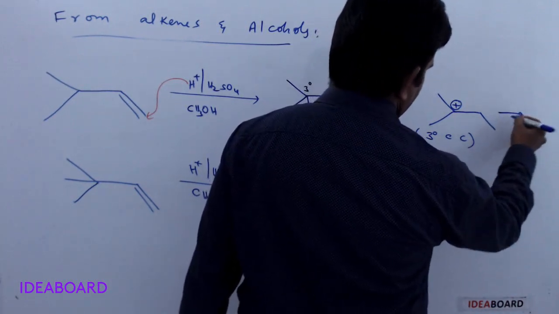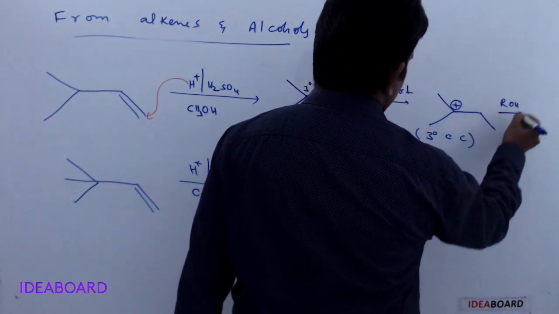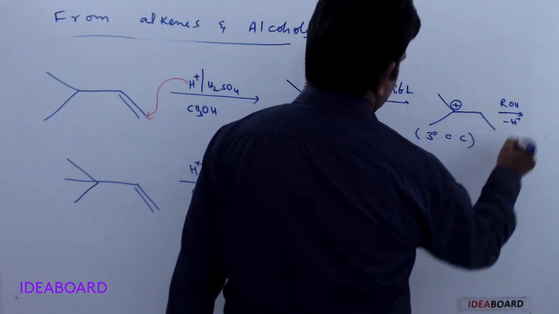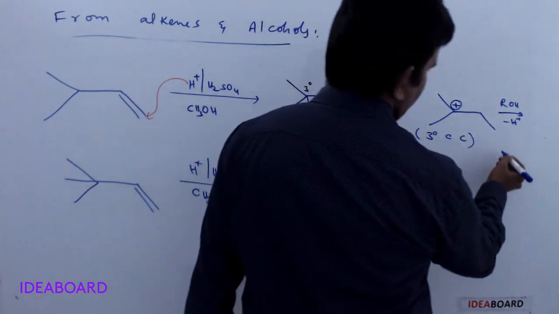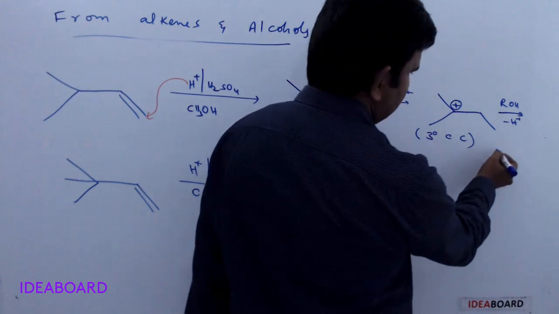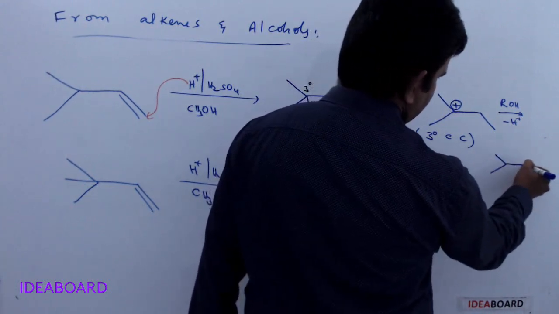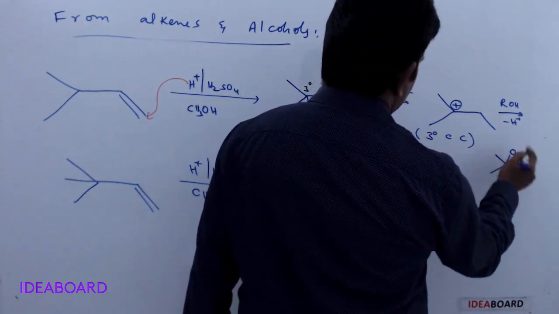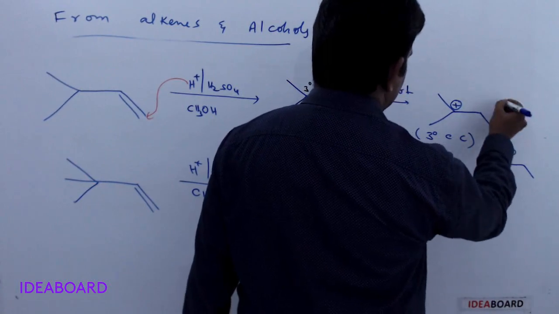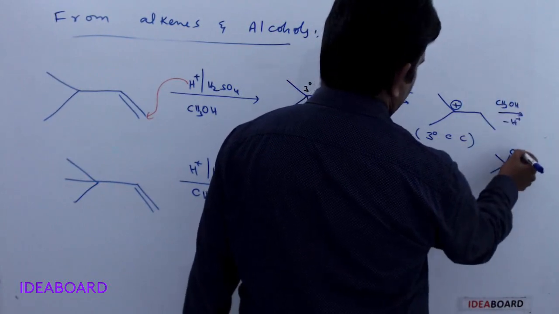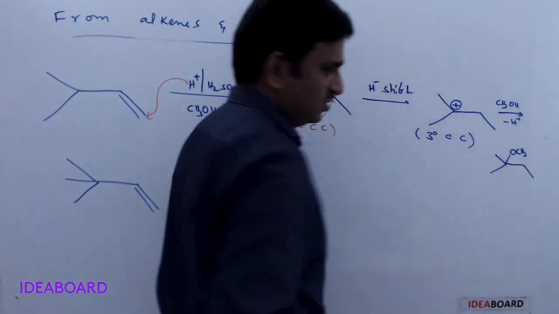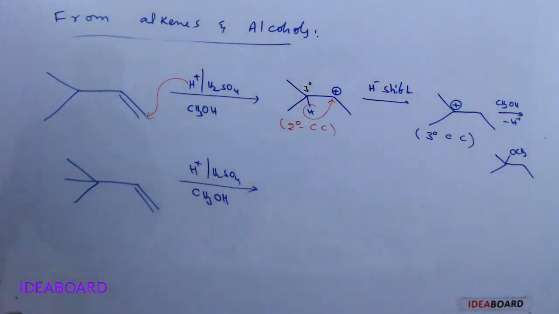alcohol, and minus H plus occurs, followed by the product formed. Okay, here the product formed is OCH3. I took CH3 here, and here we are getting OCH3. That is the final product.